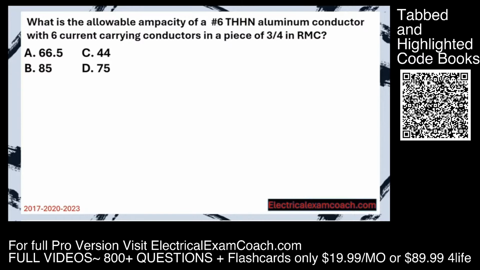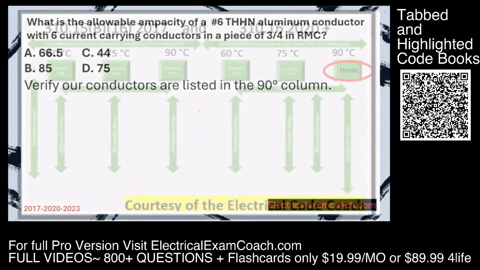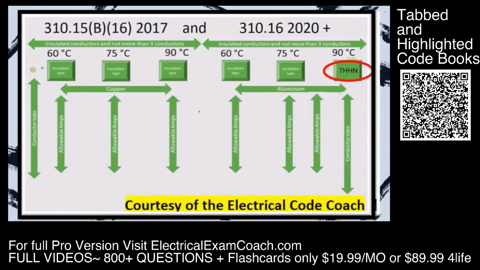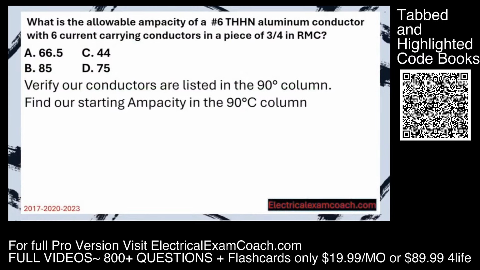What is the allowable ampacity of a number 6 THHN aluminum conductor with 6 current carrying conductors in a piece of 3/4 inch EMT? Step 1, we're going to verify that our conductors are listed in the 90-degree C column. We head there now, but we're on the aluminum side because the question requested aluminum conductors, and we find that THHN is there.